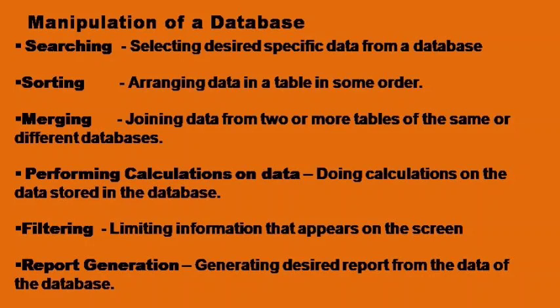The next one is manipulations of a database. What are the manipulation operations done in the database? The first one is searching. In a database, we can select desired specific data from it. Next one is sorting, arranging the data in a table in some order, that is in ascending order or in descending order. The third manipulation is merging. Merging means joining data from two or more tables of the same or different databases.